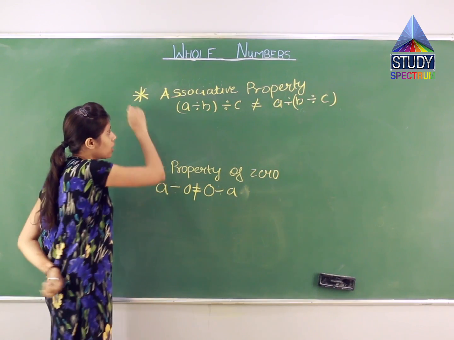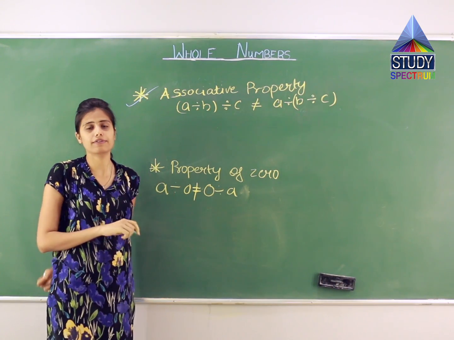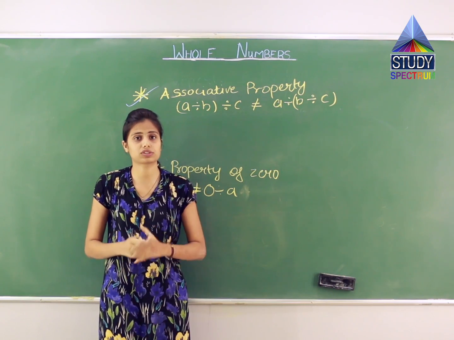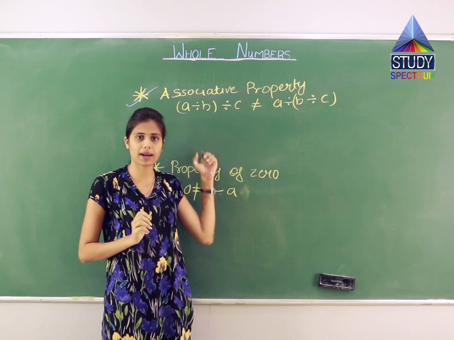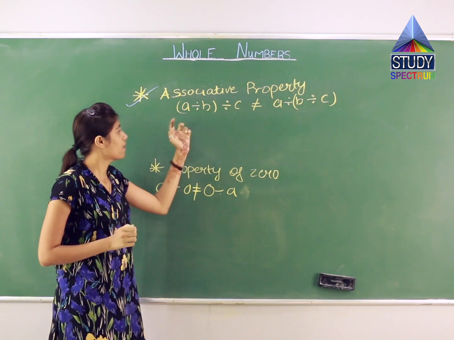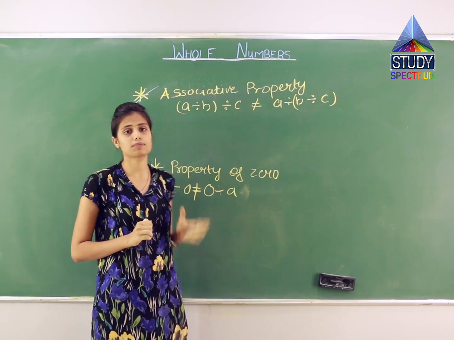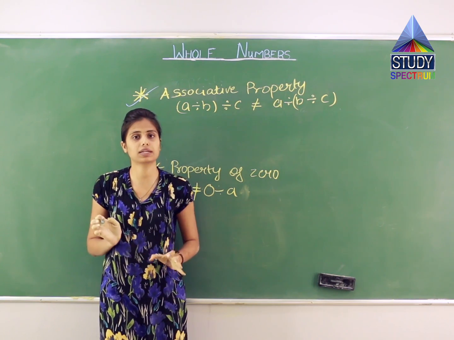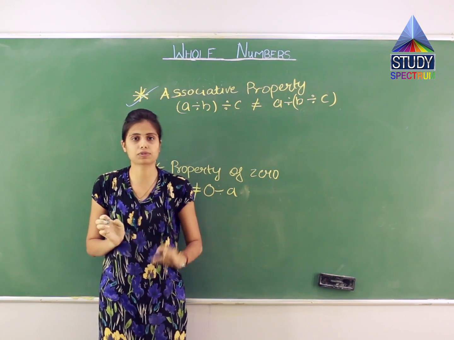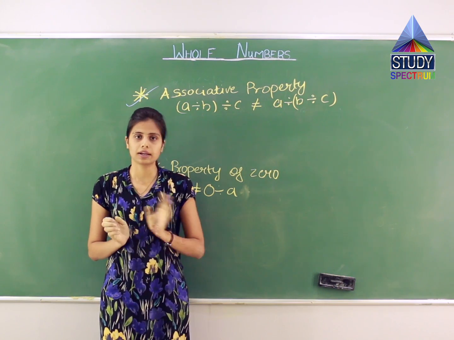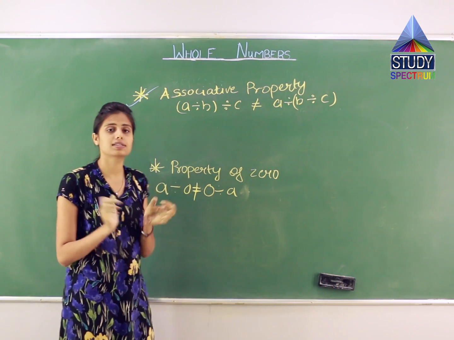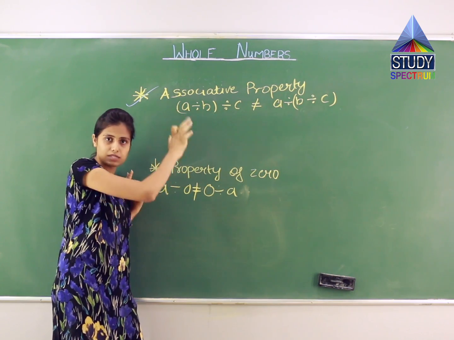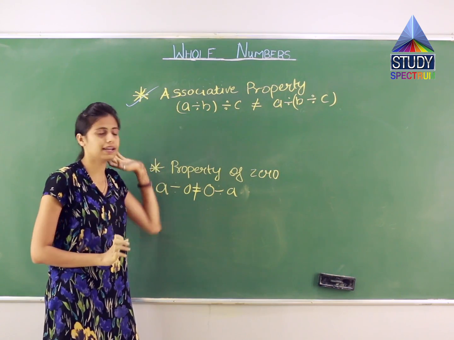Now let us start with the associative property of division. We have already learned this property in addition, subtraction and multiplication. Over here the position of the brackets matters. So let us see whether the position of the bracket in division matters or not. In addition, it did not matter where you placed the bracket, the answer remained the same, whereas it mattered in subtraction. But in multiplication, the placement of the bracket did not matter, the answer remained the same. Now let us check whether the placement of the bracket matters in division.